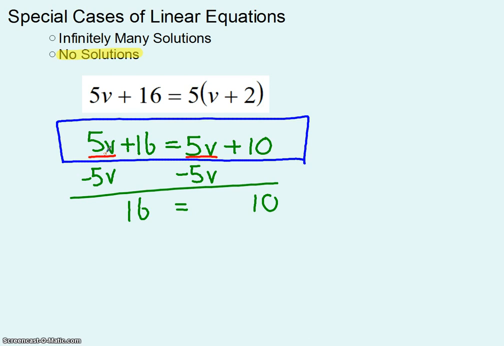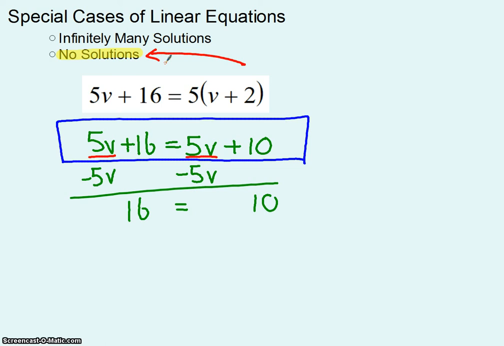But then, if I add 16 to one of them and 10 to the other, and expect them to be equal, I'm going to be disappointed. They're never going to be equal. So 5v plus 16 can never equal 5v plus 10. In other words, there is no number that you could put in for this equation and get a solution. So the answer to this equation would be no solutions.